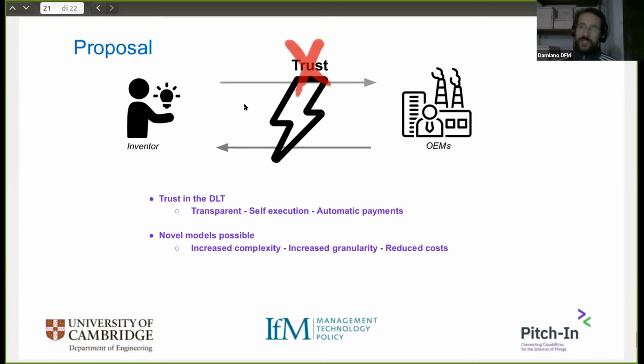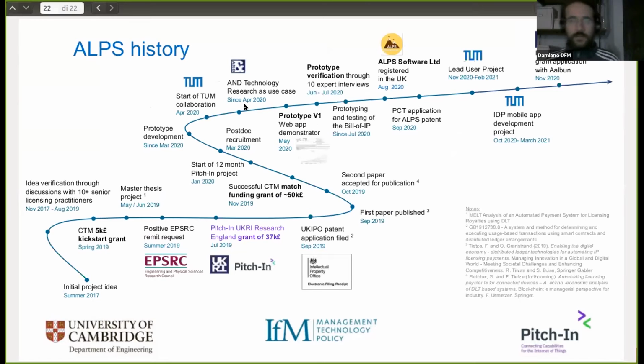And finally, we have the new business models, which are entirely novel and cannot be achieved today, as well as allowing for all the licensing agreements that in theory are possible today, but in practice are never used due to their complexity. And I'm out of time.